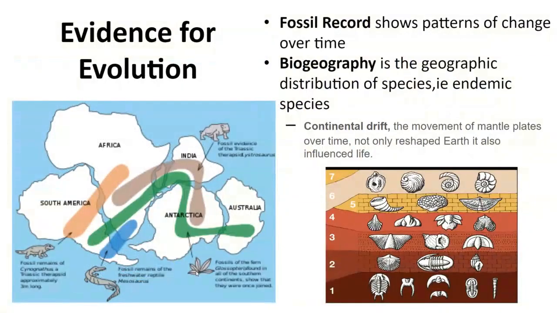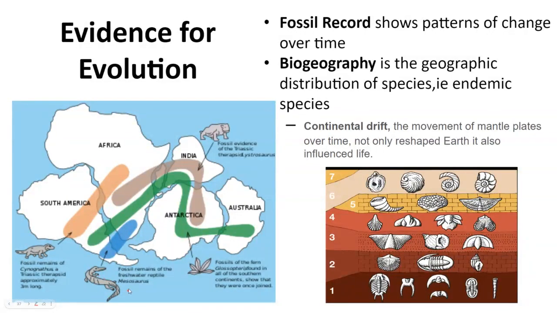More evidence for evolution. We will talk about the fossil record more next week. We're going to talk about what the fossil record means as evidence for evolution. But briefly, we can measure evolution over millions of years by looking at the fossil record. There's also something called biogeography, which means that I can find similar fossils across different continents.